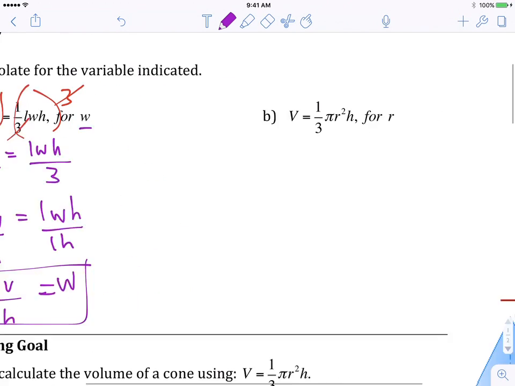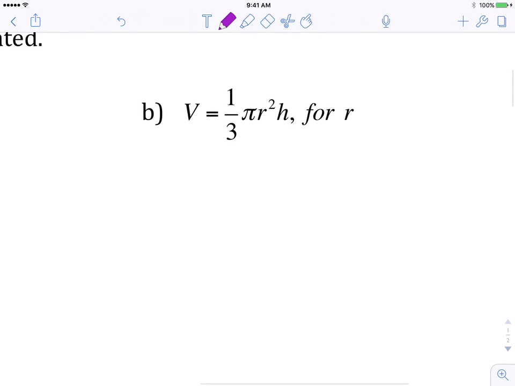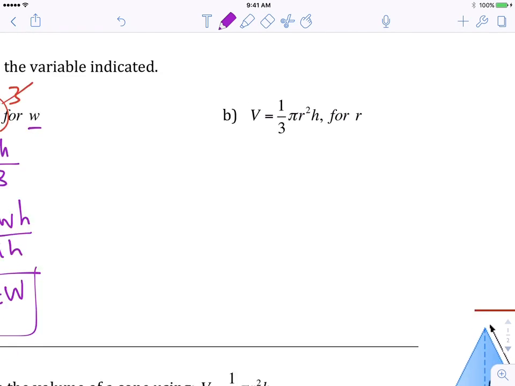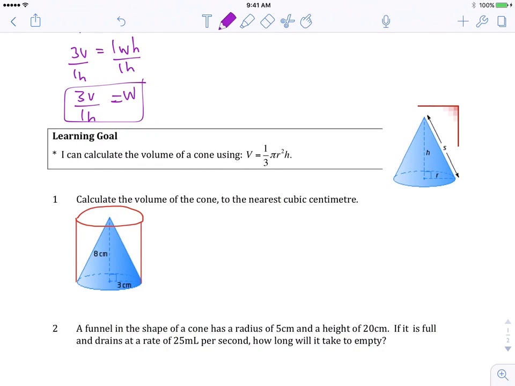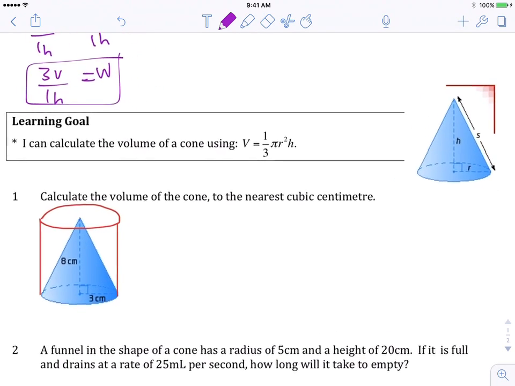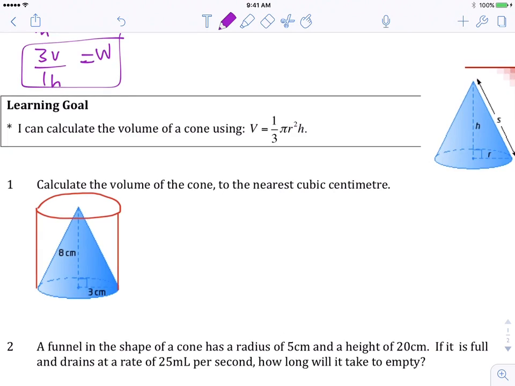Okay, let's look at this one here. Volume equals 1/3 pi r squared h. Well, now I just showed you an example of what to do when you have a denominator of 3. Let's see if you could do this one on your own, okay? So I'll leave that to you. And the learning goal here is whether or not you can apply this formula and use volume of a cone, 1/3 pi r squared h.